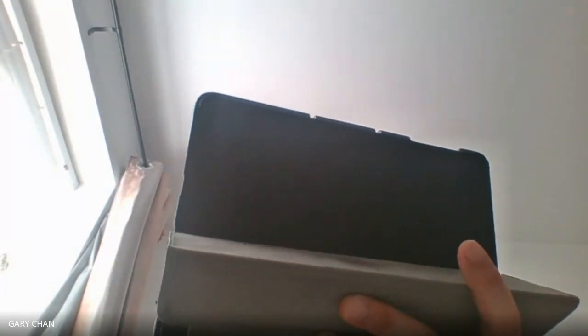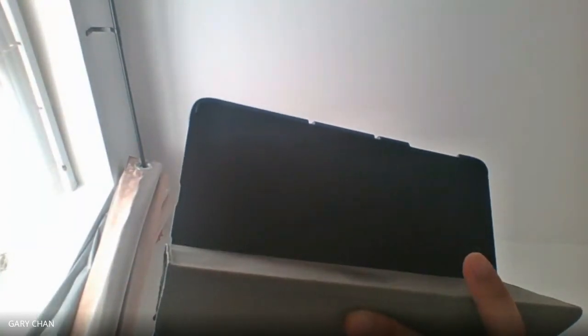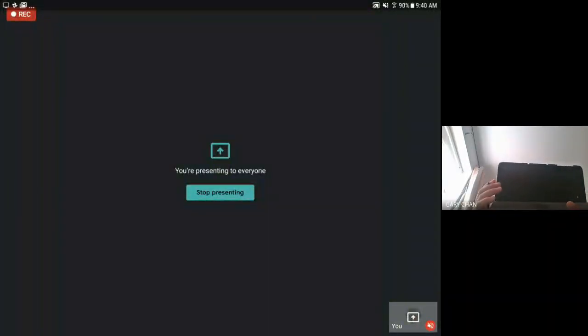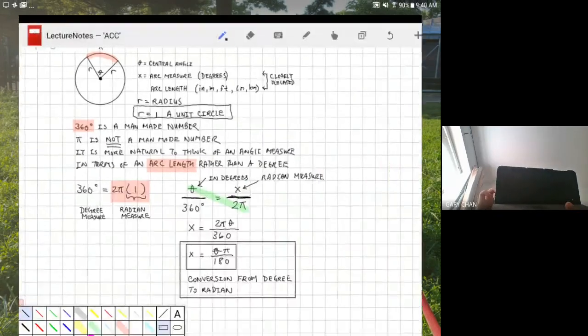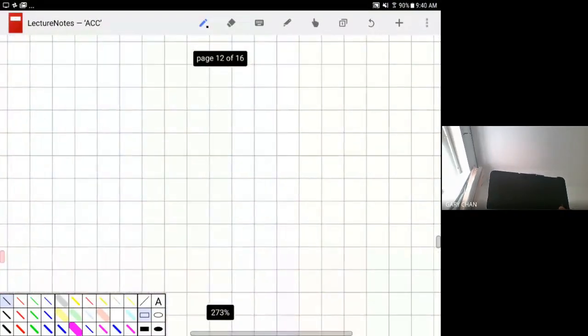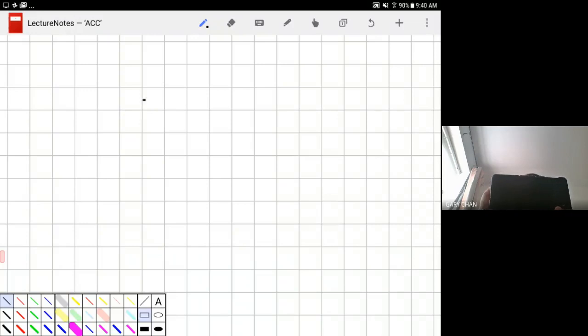I gave you a conversion formula, and we're going to use that right now. I'm going to present my screen again. Going back over here, the radian measure that they gave us was 8 pi over 9. Is that a degree measure or a radian measure? What did it say again? Radian. This is a radian measure.